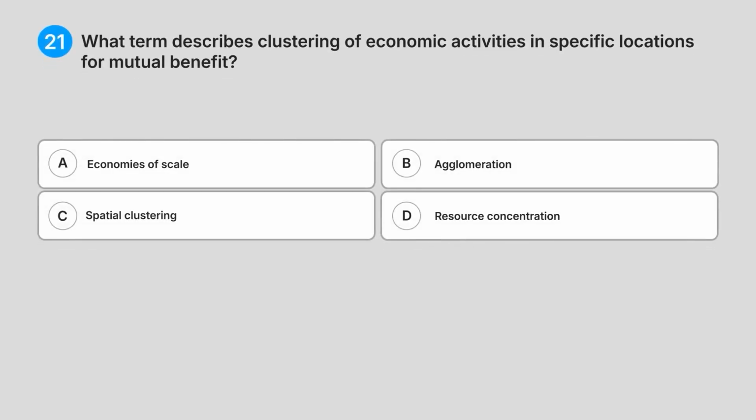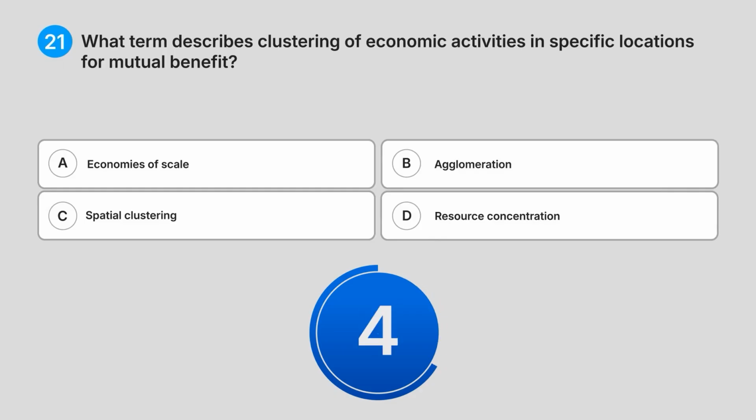21. What term describes clustering of economic activities in specific locations for mutual benefit? A. Economies of scale. B. Agglomeration. C. Spatial clustering. D. Resource concentration. What do you think is the answer?